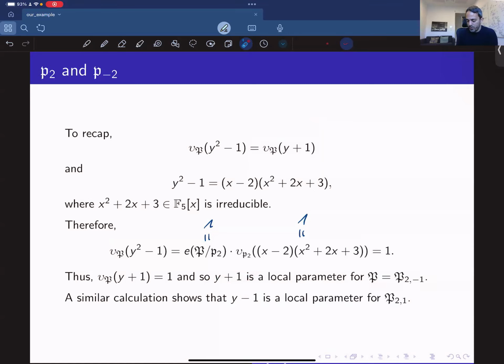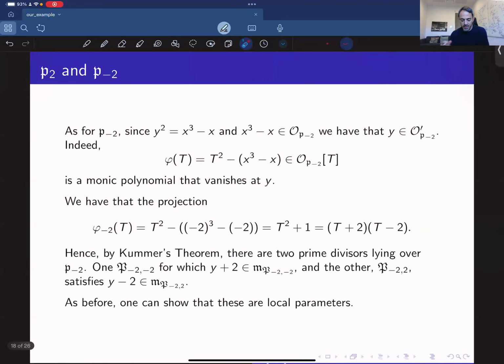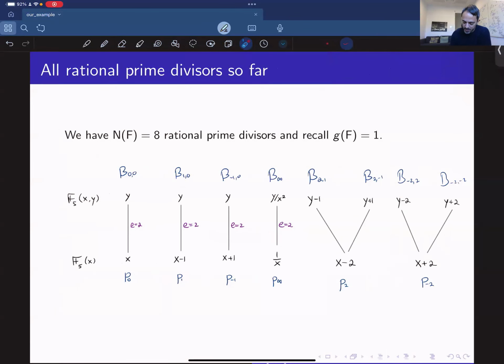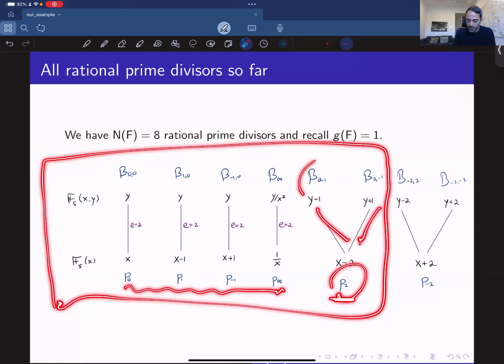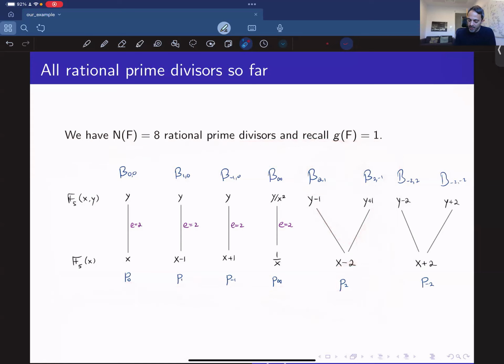And a similar calculation will show you that y minus 1 is also a local parameter. Let me just not do it. And as a recap, what we did so far is this thing. We understood all of these using the initial theorem that we had, and this using Kummer's theorem. Namely, there are two prime divisors lying above P2. We call them P2,1 and P2,minus 1. And the corresponding local parameters are y minus 1 and y plus 1.